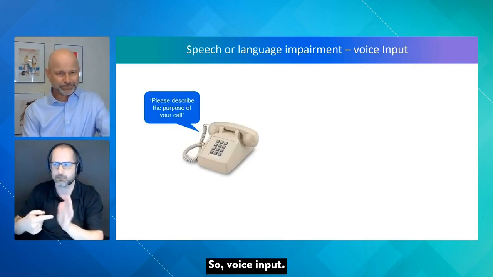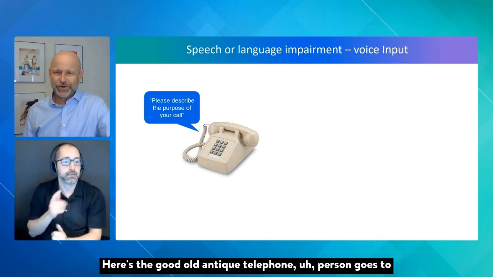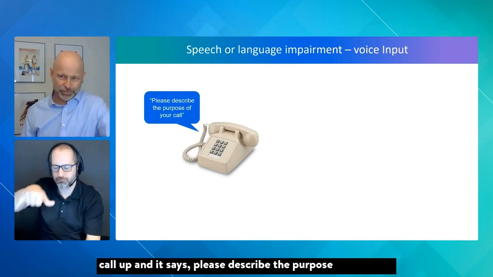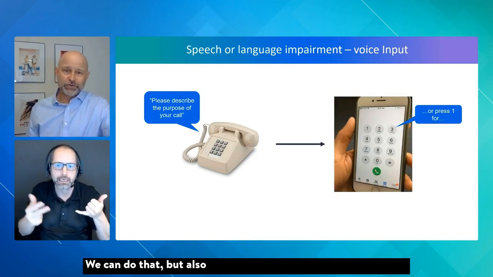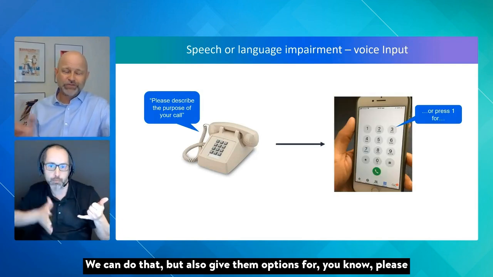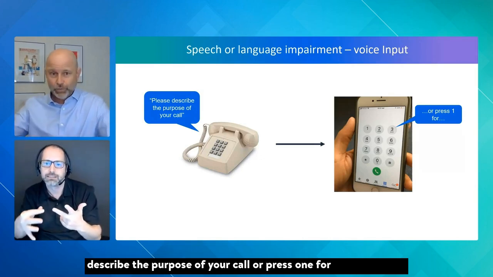So, voice input. Here's the good old antique telephone. A person goes to call up and it says, please describe the purpose of your call. That's fine, we can do that. But also give them options: please describe the purpose of your call, or press 1 for whatever it is.